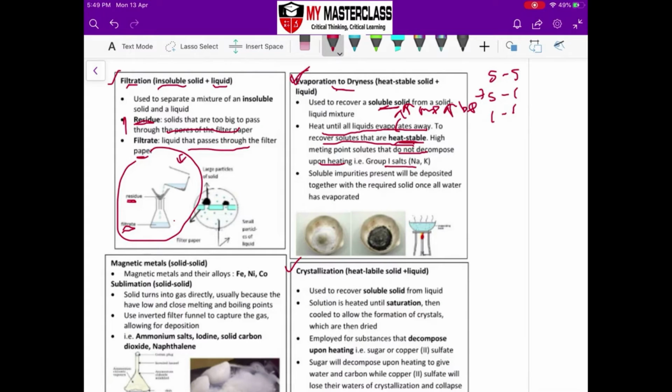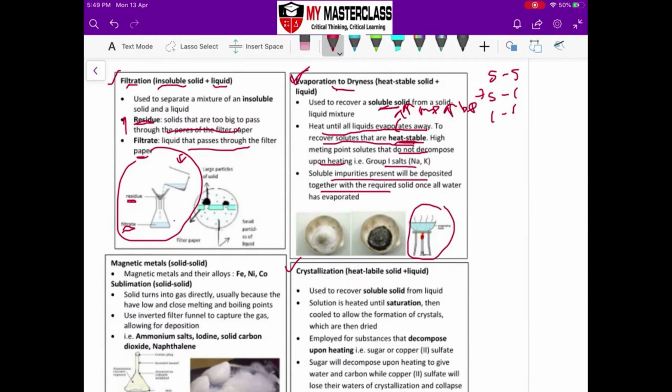Okay, soluble impurities present will be deposited together with the required solid. If your mixture is not made from one solute, then you will have some impurities, and these impurities will be found in the solid. Usually the experimental setup, we will set it up using an evaporating dish, and then we heat until all your water is gone, all the solvent is gone. Repeat, this is for heat stable solids.